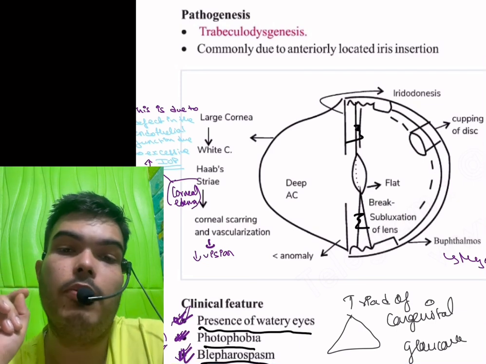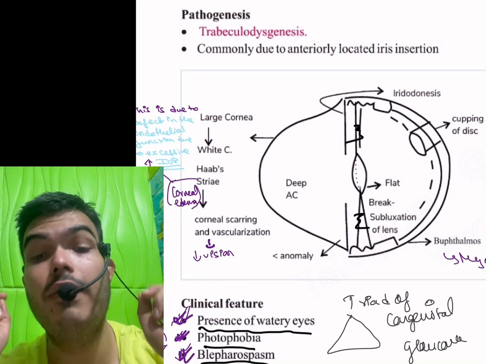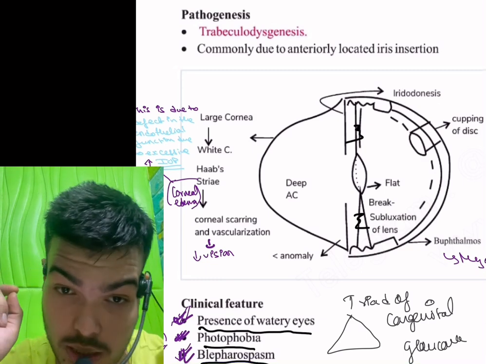In the case of buphthalmos. There can also be Vogt's striae. Vogt's striae is seen in the case of keratoconus.